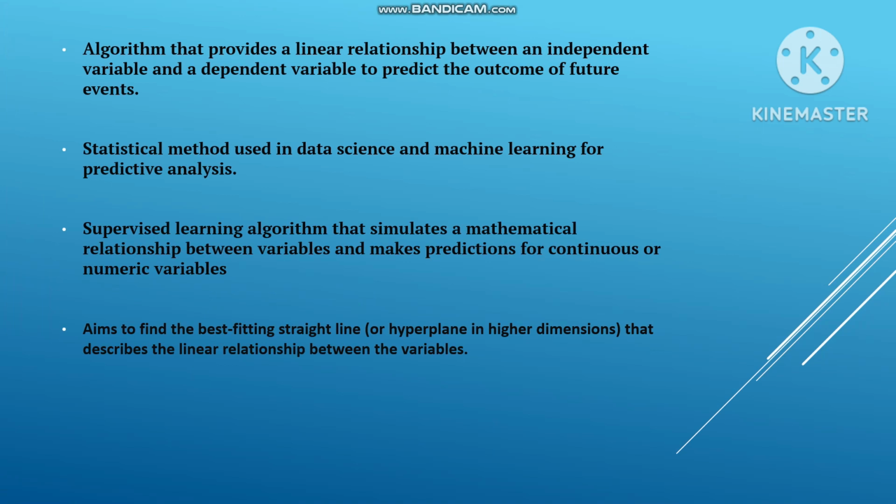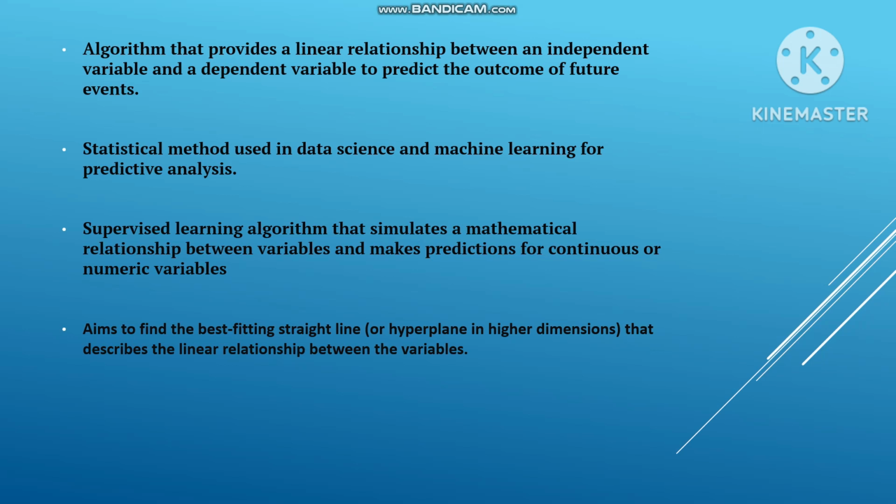Now if we want to establish a relationship between the dependent variable and the independent variables, then the best way to do so is to apply regression analysis. Linear regression is a statistical method that is used in data science and machine learning for predictive purposes. Predictive purpose means if we have today's or historical data, what will be the outcome in the future.